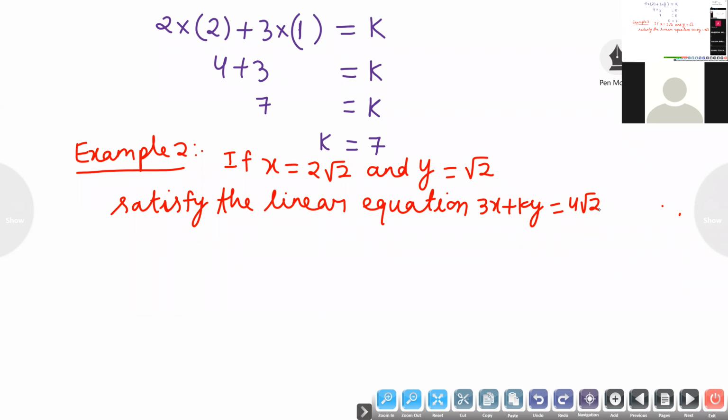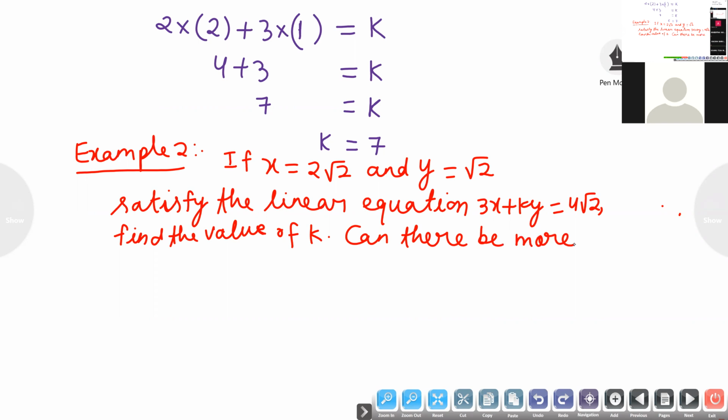Find the value of k. Can there be more than one value of k? Note down the example, everyone.